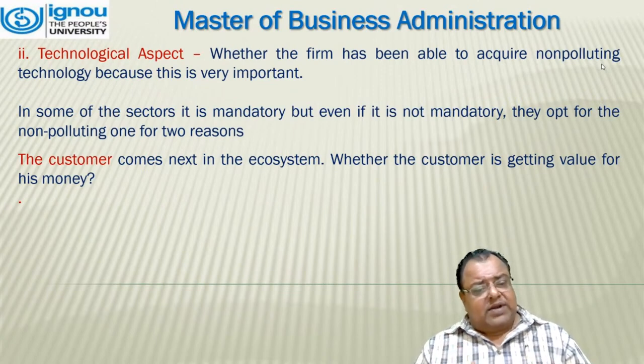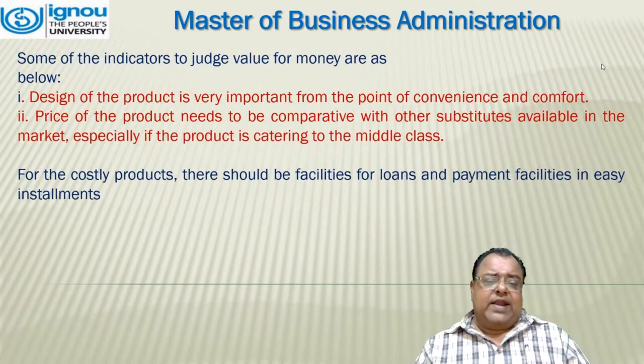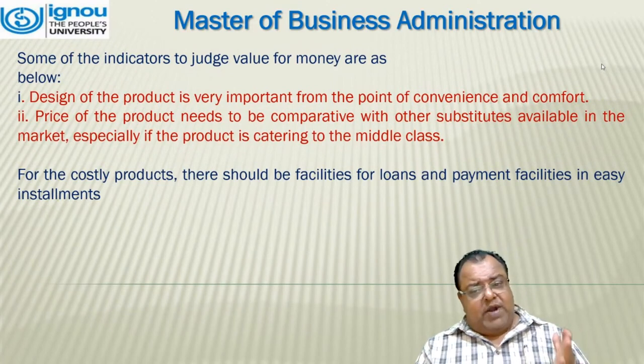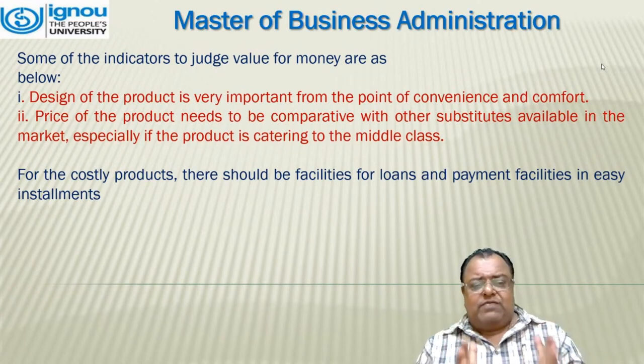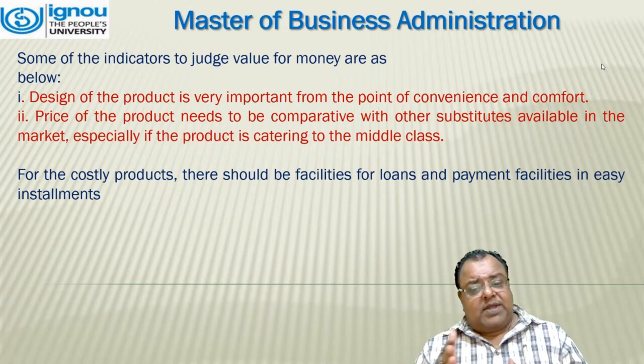The customers come next in the ecosystem: whether the customer is getting value for his money. Some of the indicators to test the value for money are, first, the design of the product is very important from the point of convenience and comfort. And second, the price of the product needs to be comparable with the other substitutes available in the market, especially if the product is catering to the middle class. For a costly product, there should be facilities for loans and payment in easy installments.